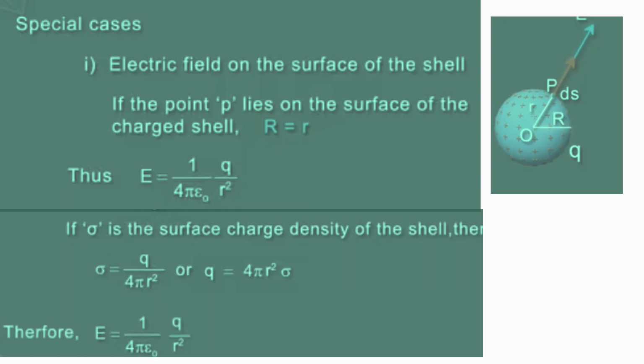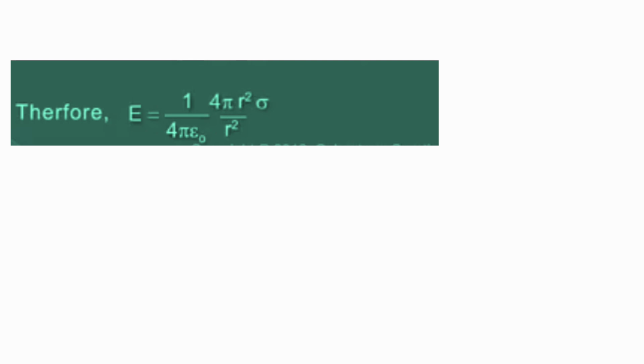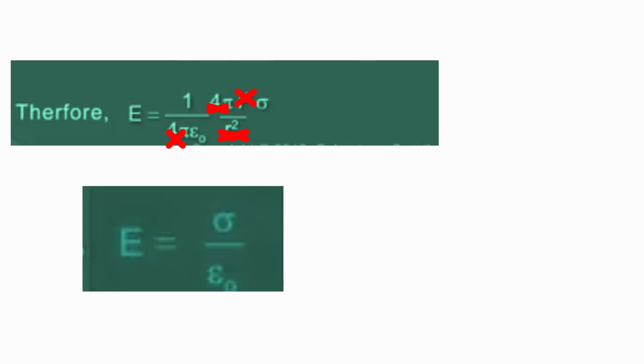If sigma is the surface charge density of the shell, then sigma is equal to Q by 4 pi r squared. So Q is equal to 4 pi r squared into sigma. Then the electric field intensity E is equal to 1 by 4 pi epsilon naught times 4 pi r squared sigma by r squared. The 4 pi cancels and r squared cancels, so we get the final equation E equals sigma by epsilon naught. This is the first special case.